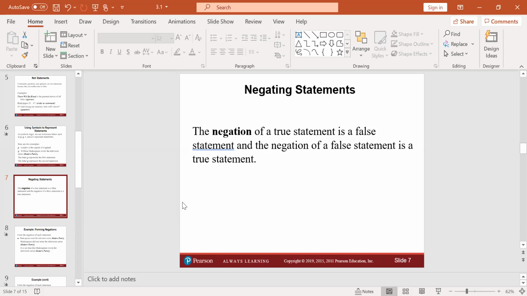And because it takes an opposite stance, the negation of a true statement must be false. And the negation of a false statement must be what? True, exactly. They take opposite stance, so whichever the truth value of one, its negation will have the opposite truth value. It must.